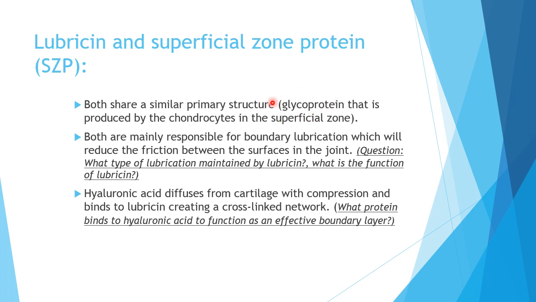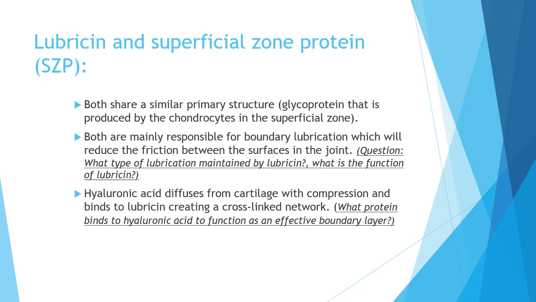They are glycoproteins and they are produced by the chondrocytes in the superficial zone. Both are responsible for boundary lubrication. As we discussed, boundary lubrication occurs with non-deformed surfaces in which the joint and the bearing surfaces are only separated by boundary lubricant, and this will help to decrease the friction between the surfaces of the joint.